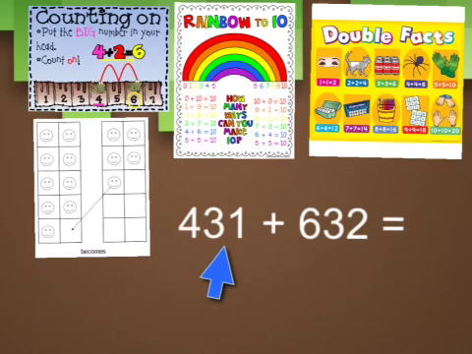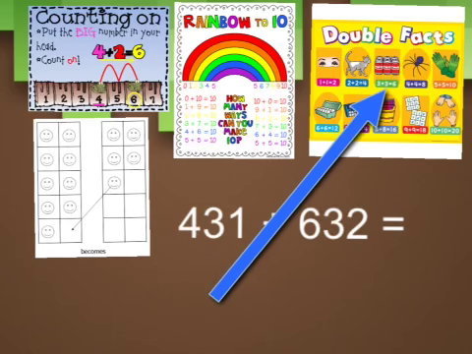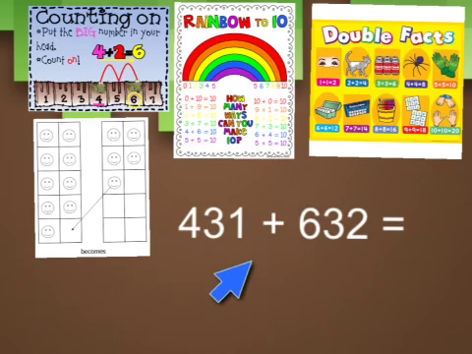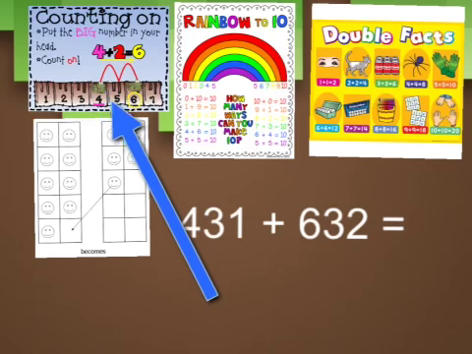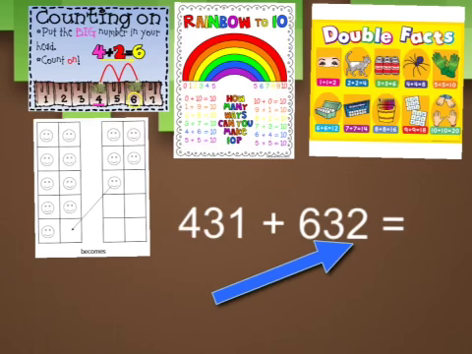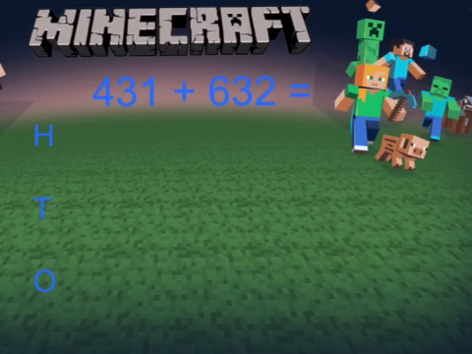Let's have a look at the tens now. 3 and 3. That is a double fact. 3 plus 3 equals 6. Let's have a look at the ones column. We have a 1 and a 2. I'm thinking we could use the count on strategy for that number. Put the biggest number in our head, 2, and count on the smallest number. 2 and 1 more makes 3. So let's look at that number again.